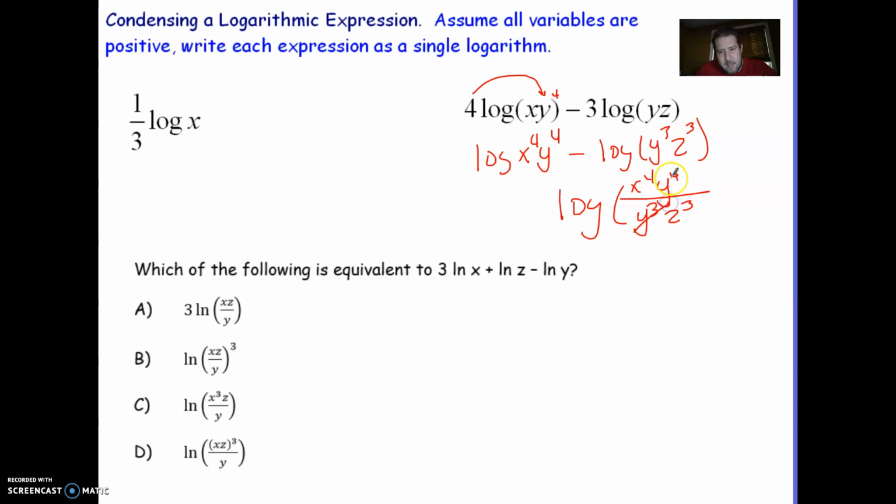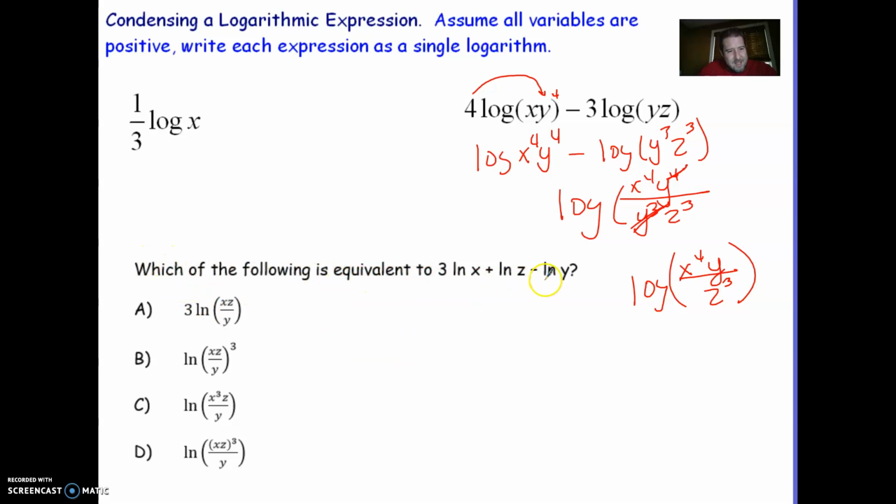Now, the y's can cancel, so you're left with log of x to the 4th times 1 y left over. This one got canceled. That leaves just 1 y on top, and z to the 3rd on bottom should be our answer. It was regular log, not natural log. Oh, okay, so I thought we had an answer choice.